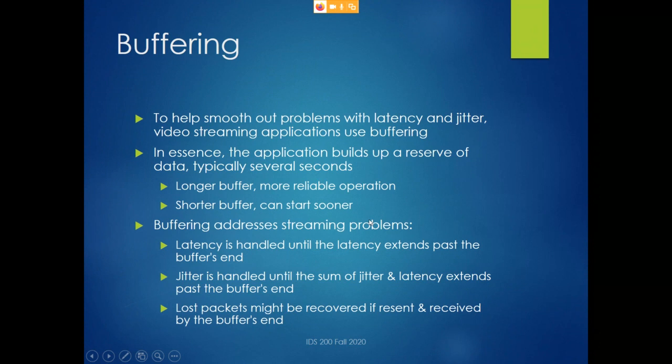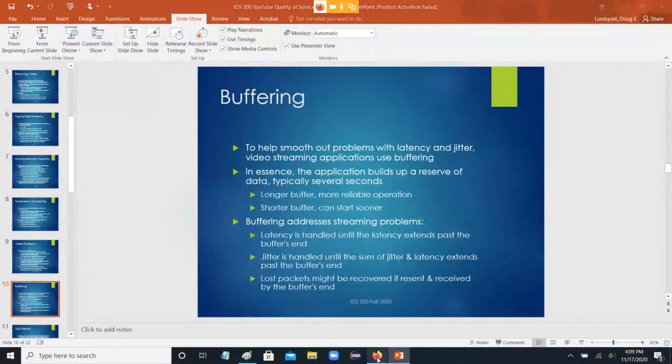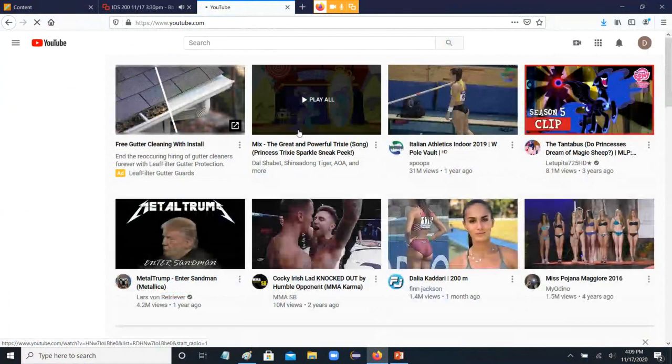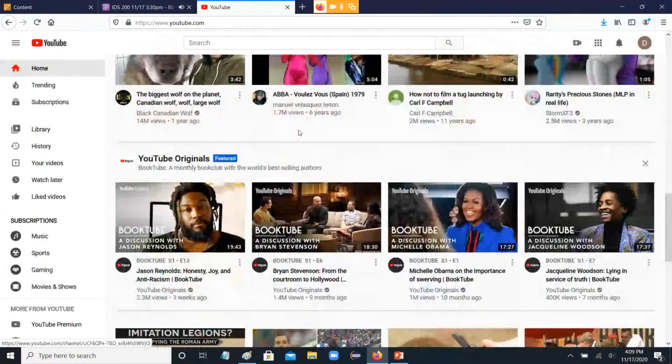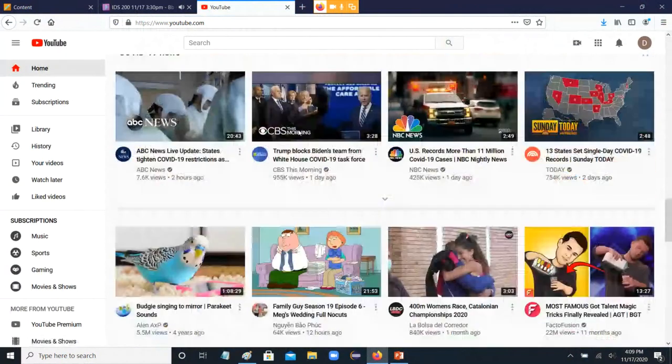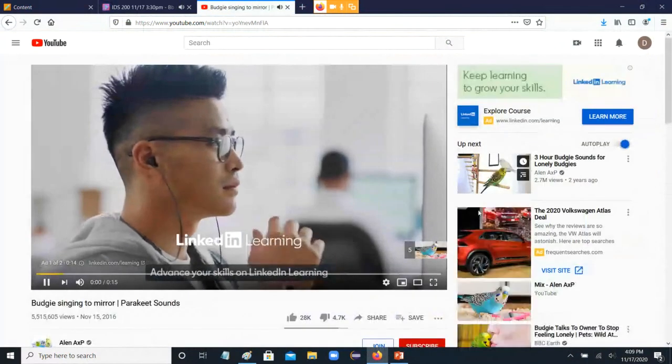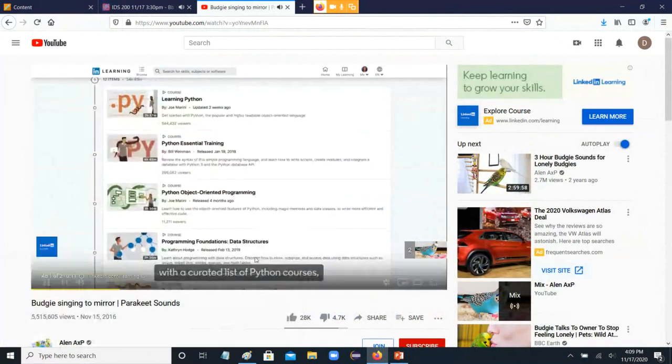But if you have a shorter buffer, that means you could start playing sooner, right? Because the more buffer you need to have to start playing, that's going to delay when the video can actually start playing. So, for example, let's go to YouTube. Let's see what we get here. We got parakeets. Okay. So we're going to watch some parakeets for a minute.